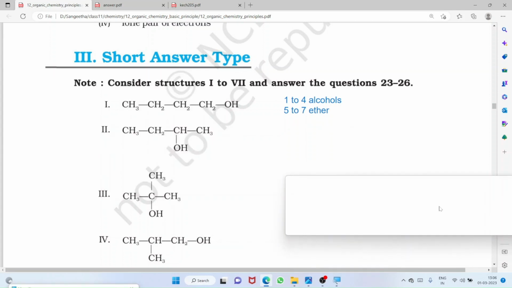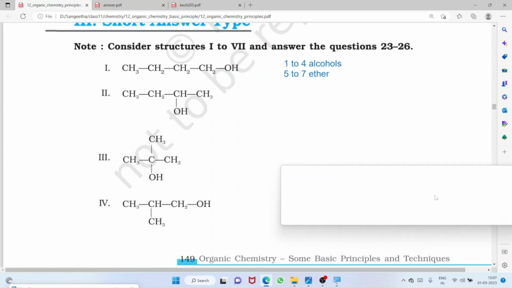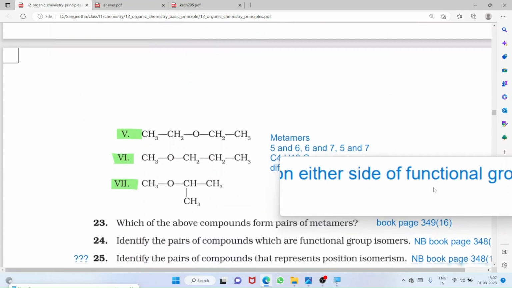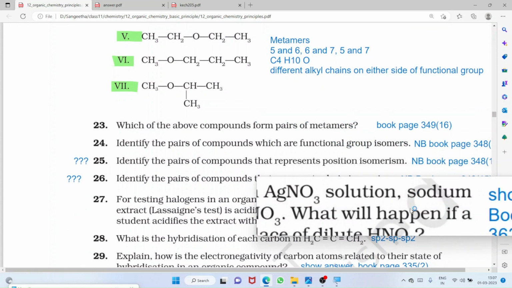Okay, consider these structures 1 to 7 and answer the questions 23 to 26. Structures 1 to 4 have the OH group, these are alcohols, and 5 to 7 are ethers. Which of the above components form a pair of metamers?